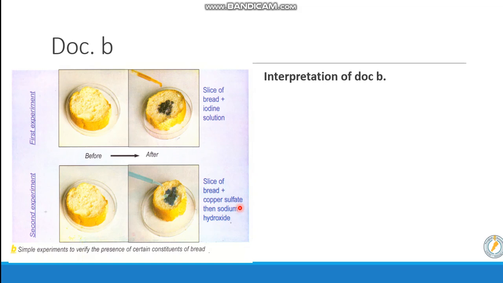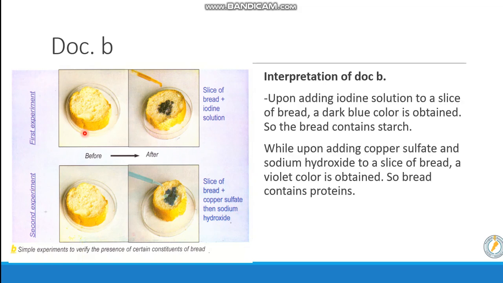In this way. In the first experiment, upon adding iodine solution on a piece of bread, a dark blue color is observed. This is the result. Significance: so the bread contains starch. Now, to move to the second experiment, I should add a connector like while. While, upon adding copper sulfate and sodium hydroxide to a slice of bread, the result is that a violet color is obtained. The significance: so bread contains proteins. Don't forget that before the result, you are not allowed to put because or since or hence.